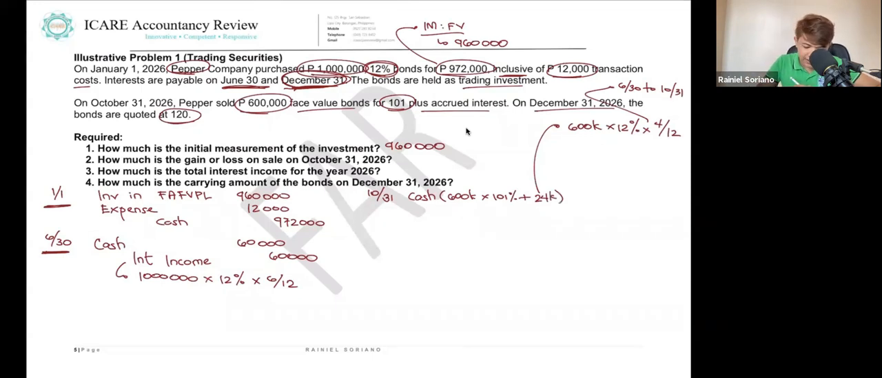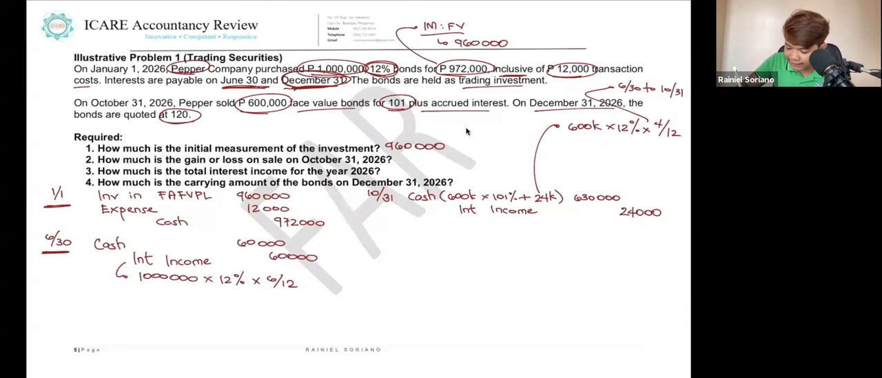So, we'll debit cash now equal to 600,000 times 1.01. Okay? Plus 24,000, or the total debit to cash will be equal to 630,000 pesos. Now, we'll also credit what? We'll also credit interest income, syempre, kasi nag-earn tayo dito ng interest. That's the accrued interest and that's equal to 24,000 pesos as computed.